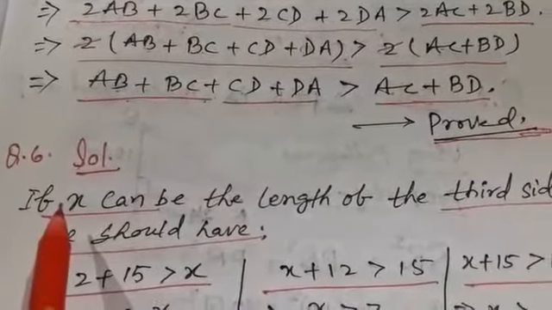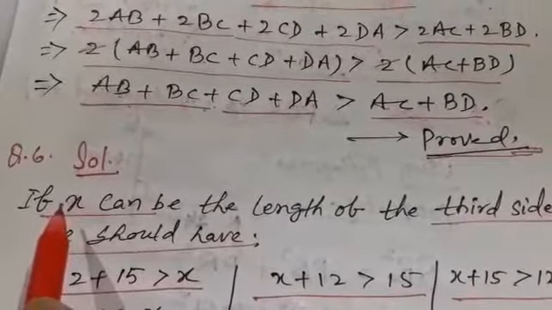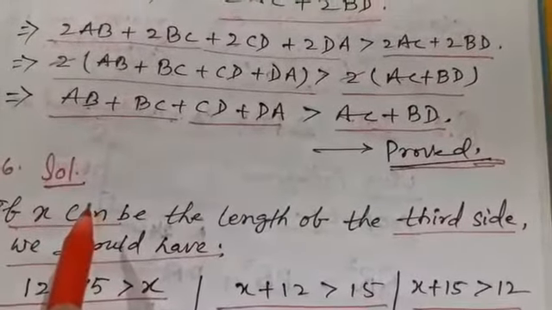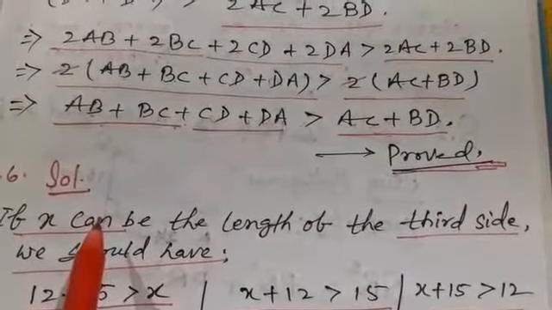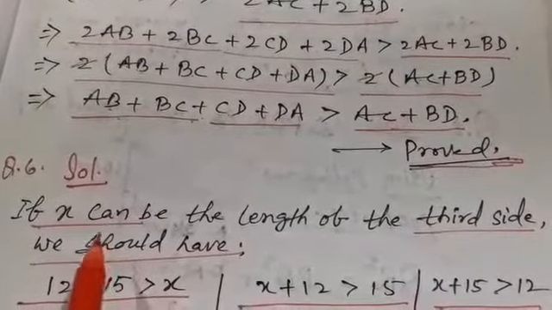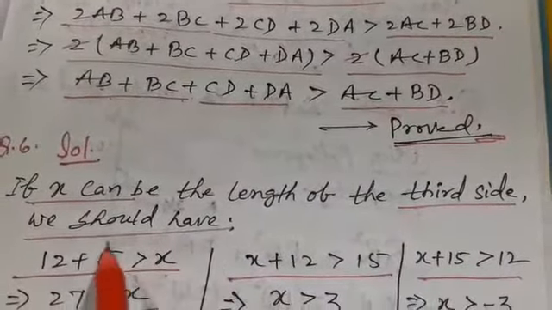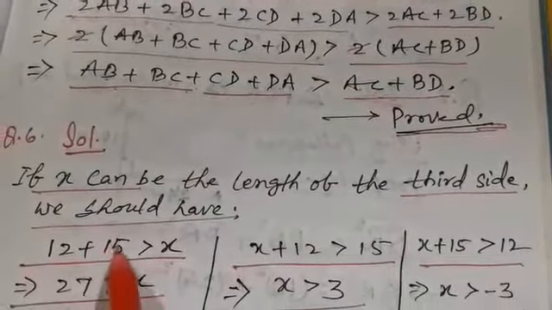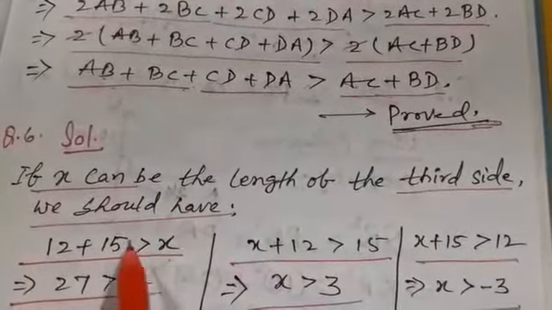Question number 6: the lengths of two sides of a triangle are 12 centimeter and 15 centimeter. Between what two measures should the length of the third side fall? Dear students, here we need to write the length of the third side of a triangle whose two sides are 12 centimeter and 15 centimeter. Let the third side be x centimeter.